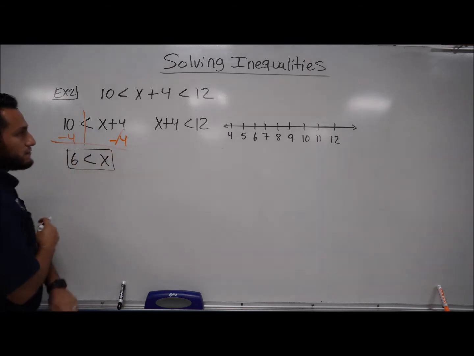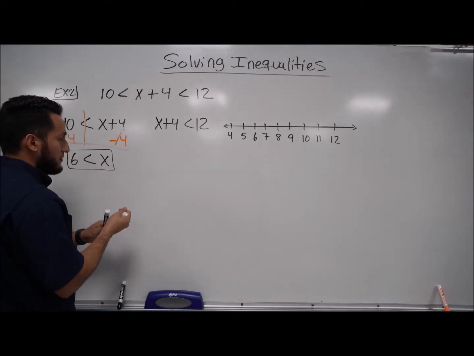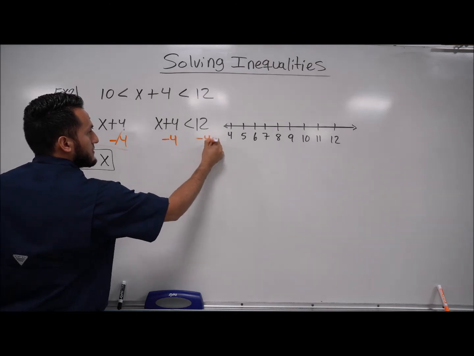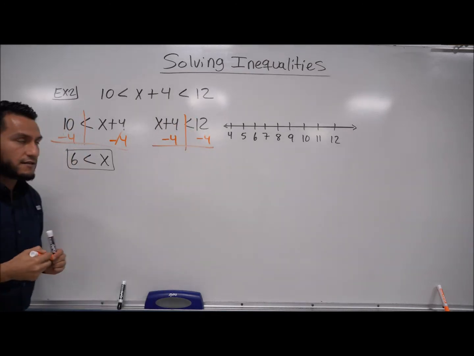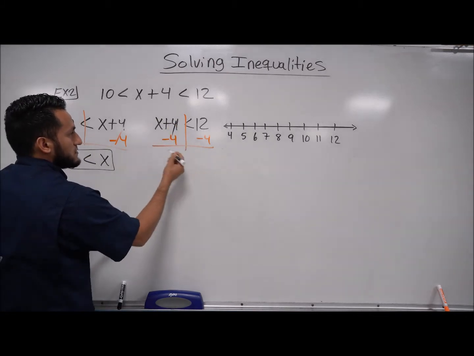Now let's go to this one. We have x plus 4 is less than 12. So we need to get rid of that 4, similar to the other one. So we're going to go ahead and take away 4 from the left side, 4 from the right side. If you want to do the lines, you can, just so you know that there's 2 sides. These are going to cancel, zero out.